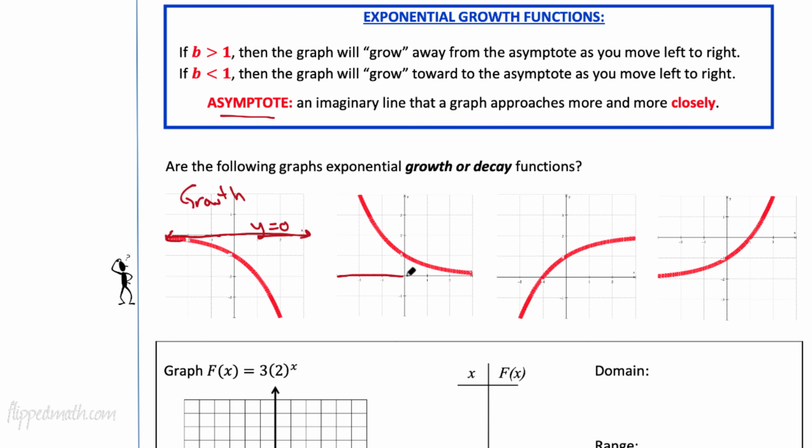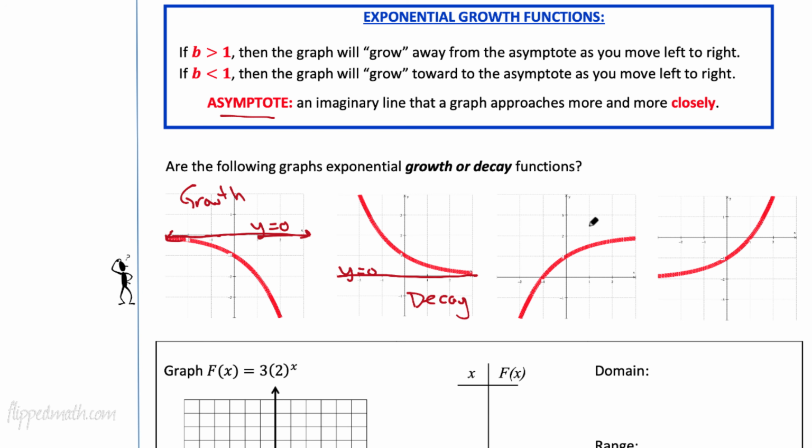We have another asymptote here at y equals 0 again. Now, is this growing away from it, or is it growing towards it? Well, this is growing towards. See how it's getting closer and closer? The values are changing more slowly, more slowly, more slowly. This is a decay function. All right, so that's the difference between the two. Pause the video, do the next two by yourself.